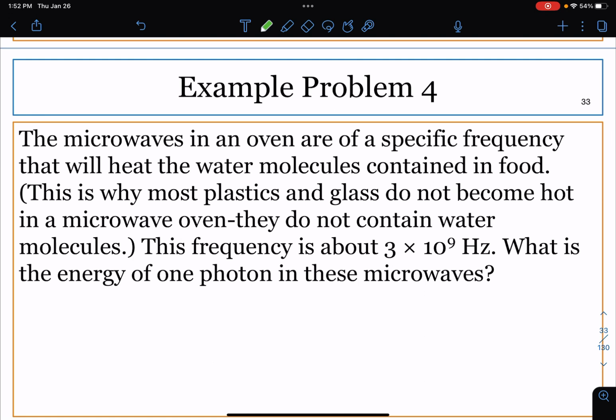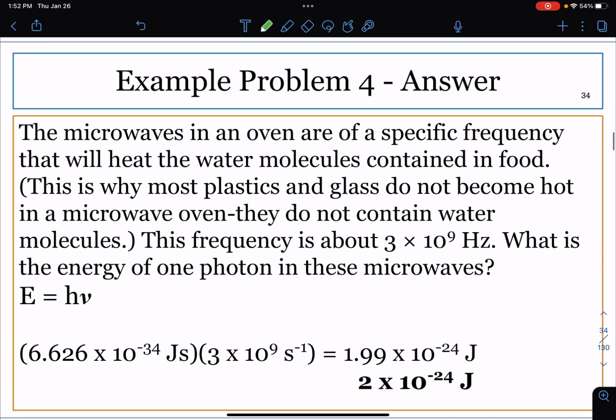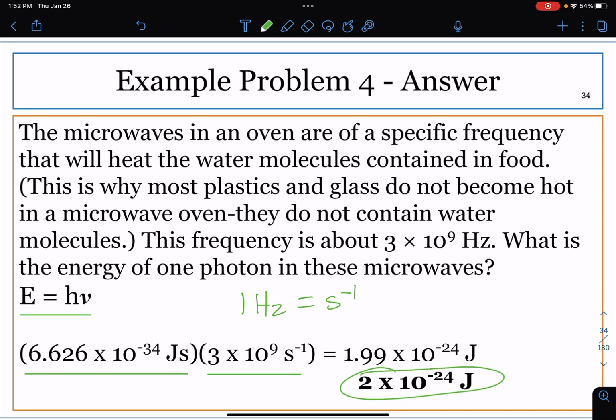Here's the last problem. Pause to work this problem out before seeing the answer. In this problem, we're again asked for energy, but given a frequency, so this is the equation we'd like to use. Take your Planck's constant, which is h, times the frequency. Because 1 hertz is equal to seconds to the negative 1, we don't have to use a unit conversion as this is a 1-to-1 ratio. Multiply, and we get this answer. Because our original measured number in the problem only has one significant figure, our answer should only have one significant figure.